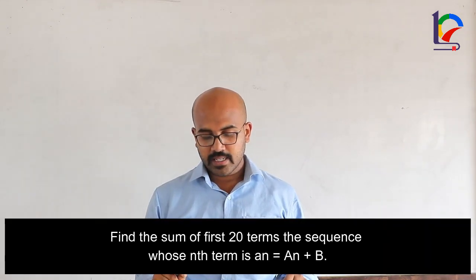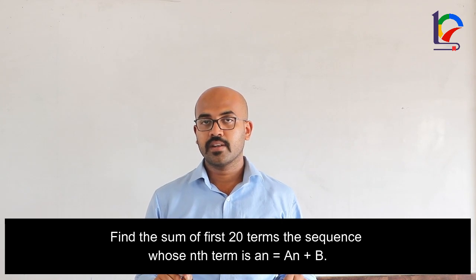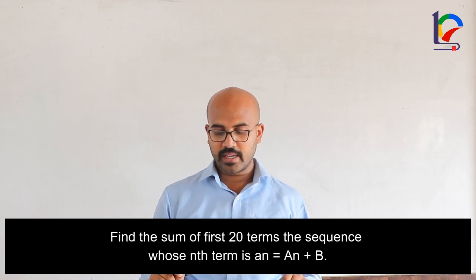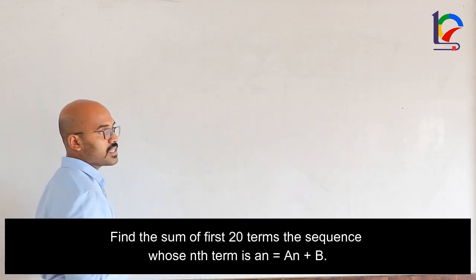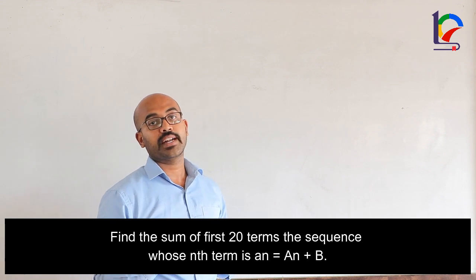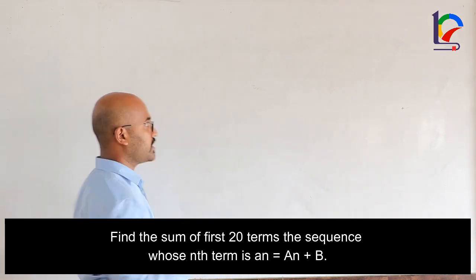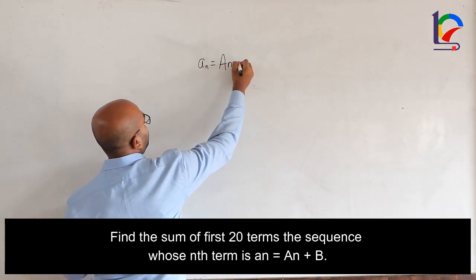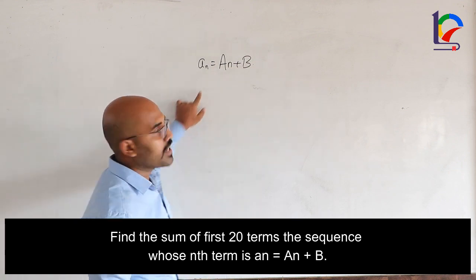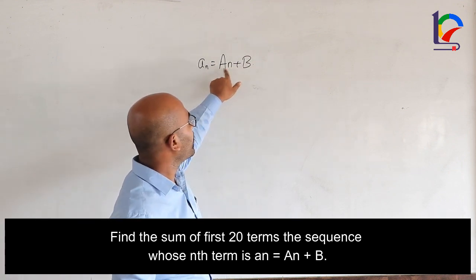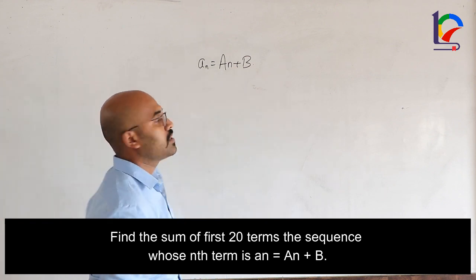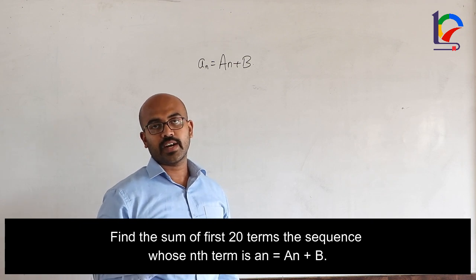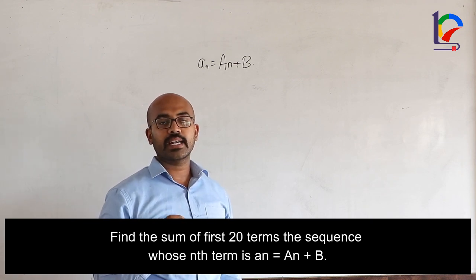Next question. Find the sum of first 20 terms of the sequence whose nth term is given by an. They are asking us to find the sum of the first 20 terms, and they have given us a sequence where the nth term is given by capital A into small n plus capital B. So this is the given sequence, and we need to find the sum of the first 20 terms.